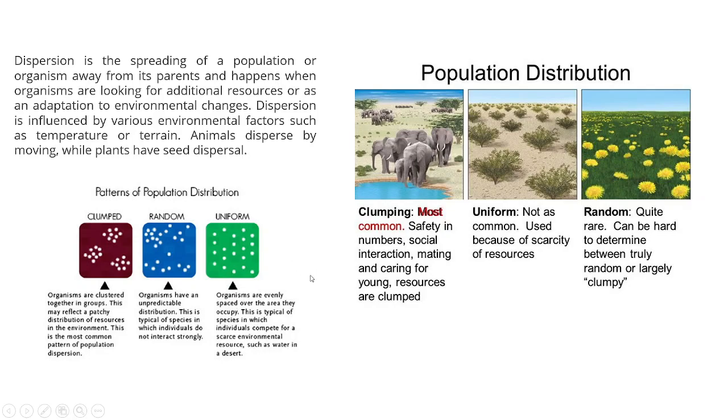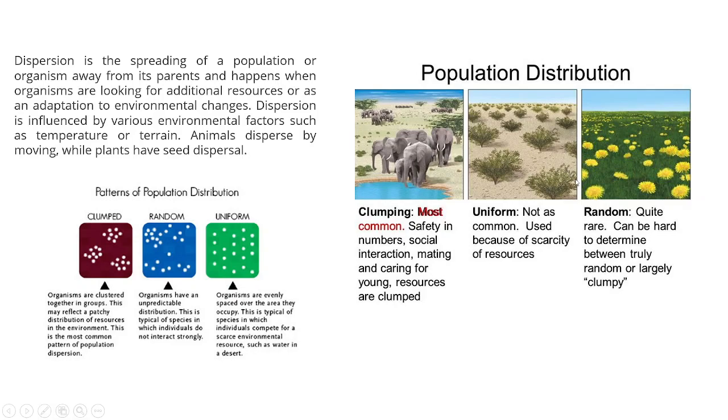And there are basically three types of population distribution. One is clumping. Here, the organisms are clustered together in groups, and there is social interaction, there is mating, and their resources are basically clumped. This is the most common pattern of population dispersion. This may reflect a patchy distribution of resources in the environment. This is where everyone stays together, even if you're dispersing in a group.